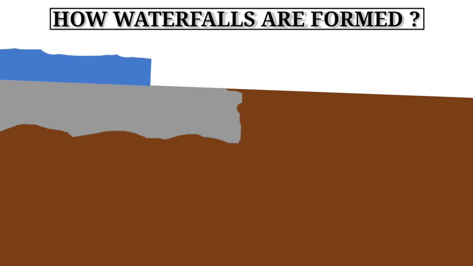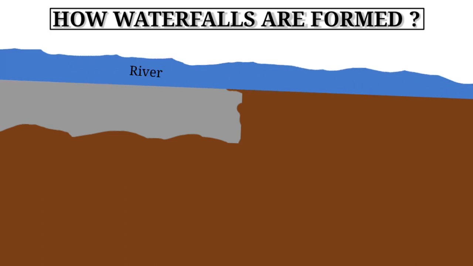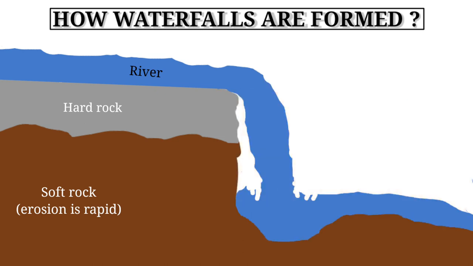Okay, now imagine that you have a river or a stream of water flowing over a hard rock where erosion is slow, and also flowing over a soft rock where erosion is more rapid. Now over time the soft rock will get eroded faster as compared to the hard rock, making the watercourse more steeper beyond the hard rock layer.